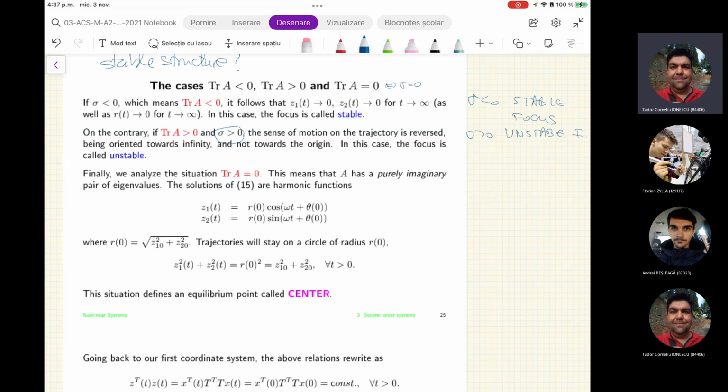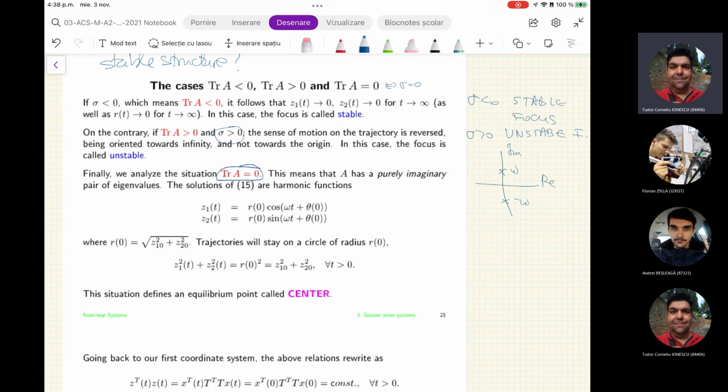Finally, let's talk about the case which we have already mentioned. Trace of A equal to 0, hence sigma equal to 0. That means A has got two eigenvalues on the imaginary axis. Okay, so it's this case. This is imaginary, this is real, minus omega, yeah? This is the j omega axis.